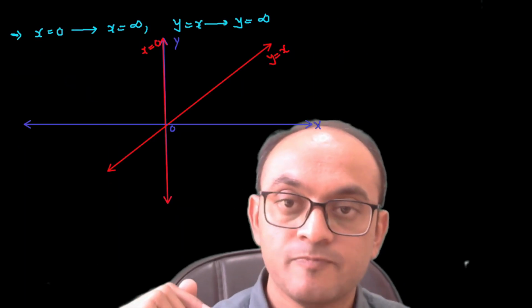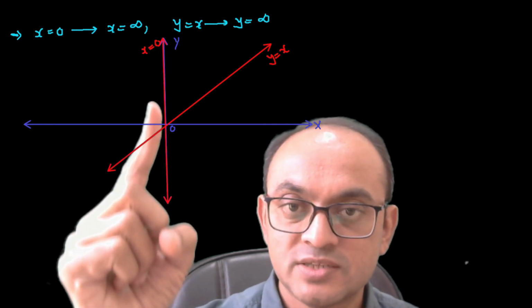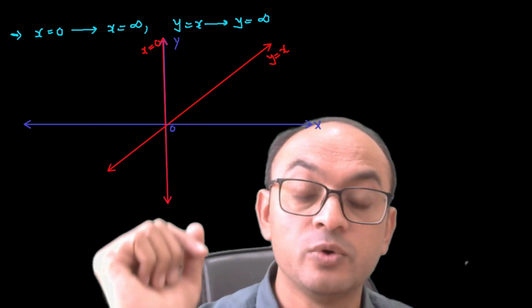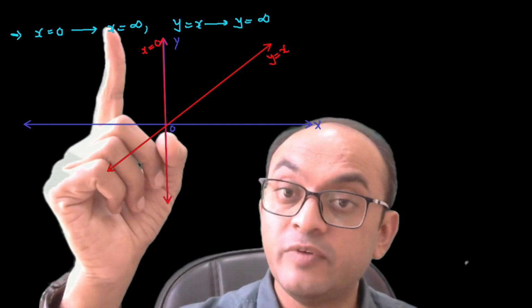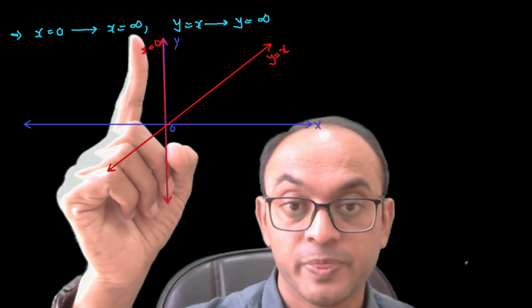Here are the curves. See, the first curve x equal to 0, which is y-axis, x equal to 0. Now x equal to 0 to x equal to infinity. Question is, can we draw x equal to infinity? No, we cannot draw x equal to infinity.